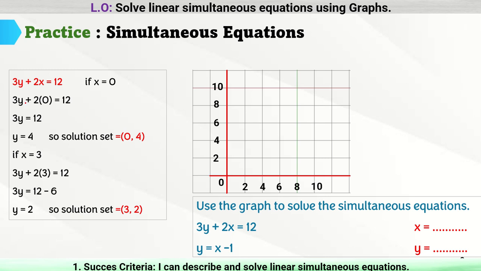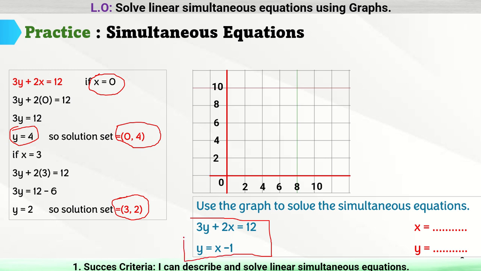Okay, so if you see, the first solution set is x 0 and y 4. So this is my first solution set and this is my second solution set. We have to find at what value of x and y both of these equations are true, right? So for that I just use substitution of values of x into this equation to get two solution points, two solution sets.